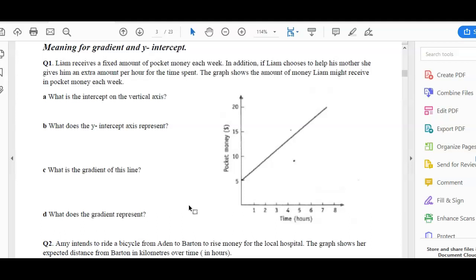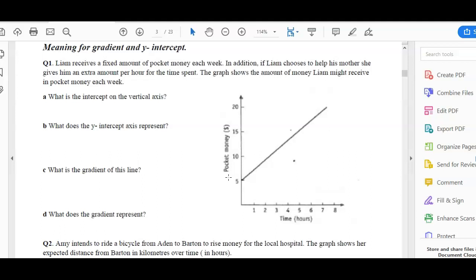The graph shows the amount of money Liam might receive in pocket money each week. What is the intercept on the vertical axis? So vertical is going up. It's 5. What does it mean? So even if Liam does nothing, he still gets $5.